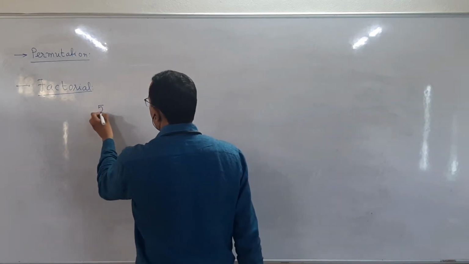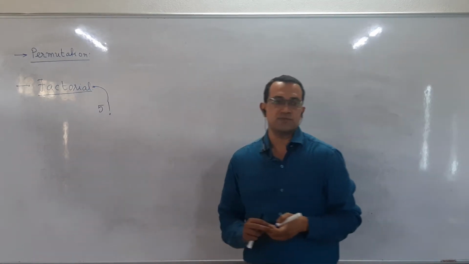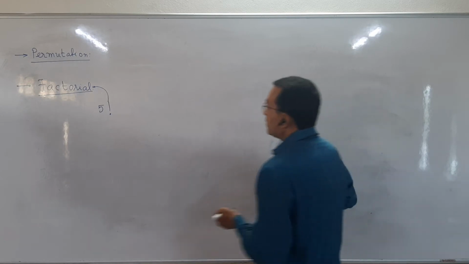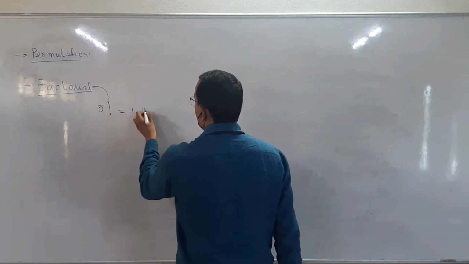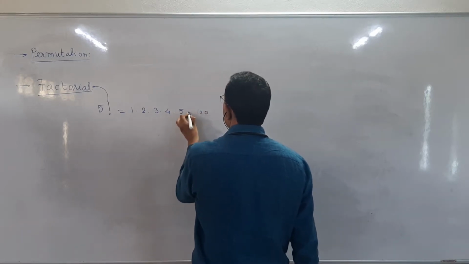Suppose I write 5!. This symbol of exclamation mark denotes factorial. But students, don't read this as 5 exclamation. Read this as 5 factorial. 5 factorial is nothing but the product of first 5 natural numbers, and it is 120.